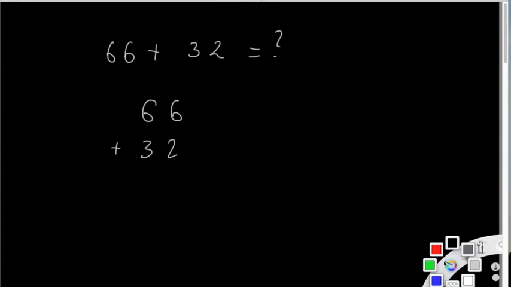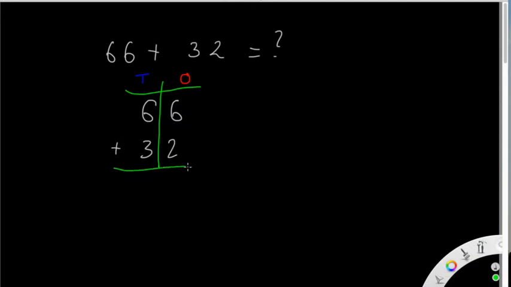Okay, we're gonna draw the T. We label ones and tens. Ones, and T for tens. Once you do it fluently, here is what you're gonna do: you start on the ones place.